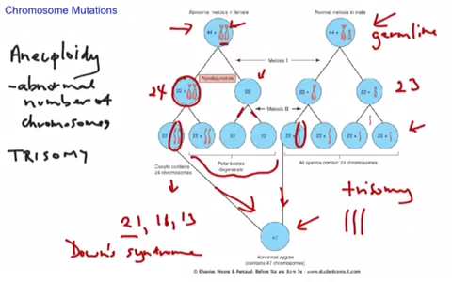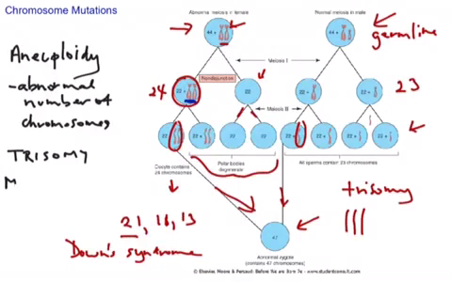Trisomy 18 is known as Edwards syndrome, and trisomy 13 is known as Patau syndrome. Down's was probably the most common one that people are familiar with. So just a quick reminder, nondisjunction means the non-separation of a homologous pair of chromosomes at anaphase 1. So the chromosomes do not separate.